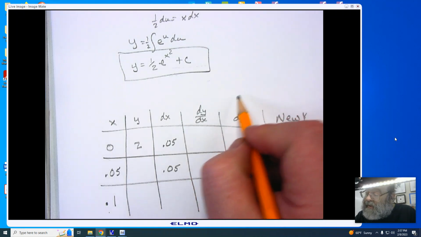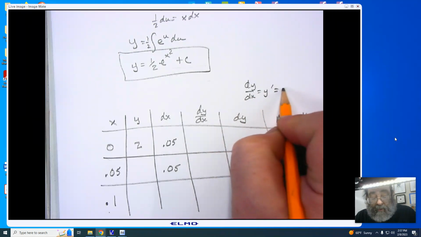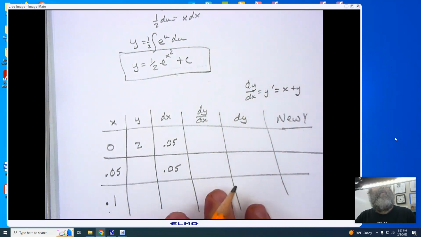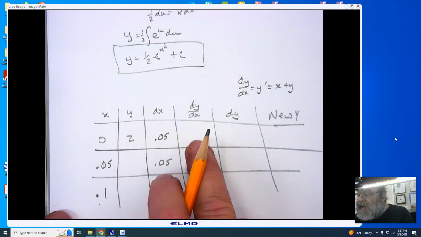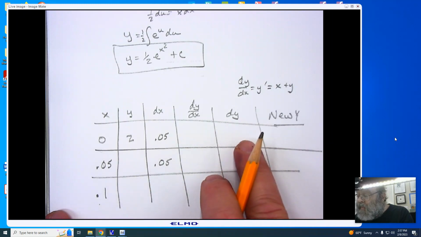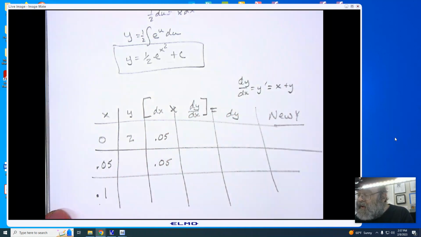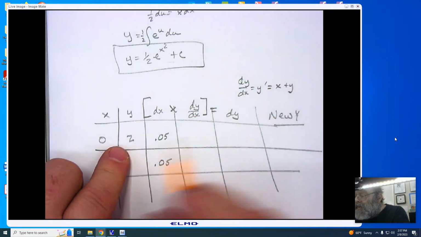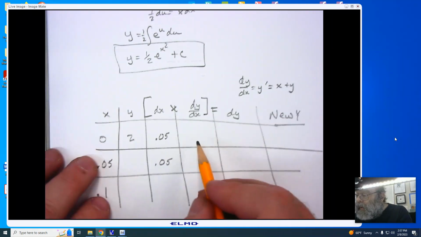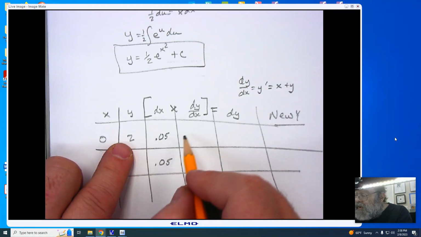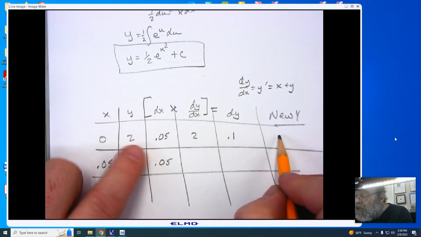They give it to us as dy dx, or y prime, is equal to x plus y. And this is what we're trying to do in order to find the dy dx. We will then multiply dx by the dy dx. This gives us dy. So right here you're looking at a product to yield dy. We then take the old y plus the new y to find what the new y will be. Here we go. 0 plus 2 makes 2. 2 times 0.05 is 0.1, and therefore I have 2.1.